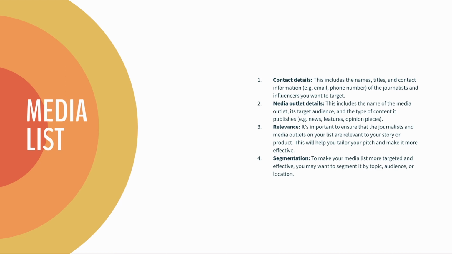And then finally, segmentation. To make your media list more targeted and effective, you may want to segment it by topic, by audience, or location. And you can do a lot of this in Sheets, where you can provide filters and all those things. And it's almost always the first step in creating a pitching and publicity pipeline is having a media list.